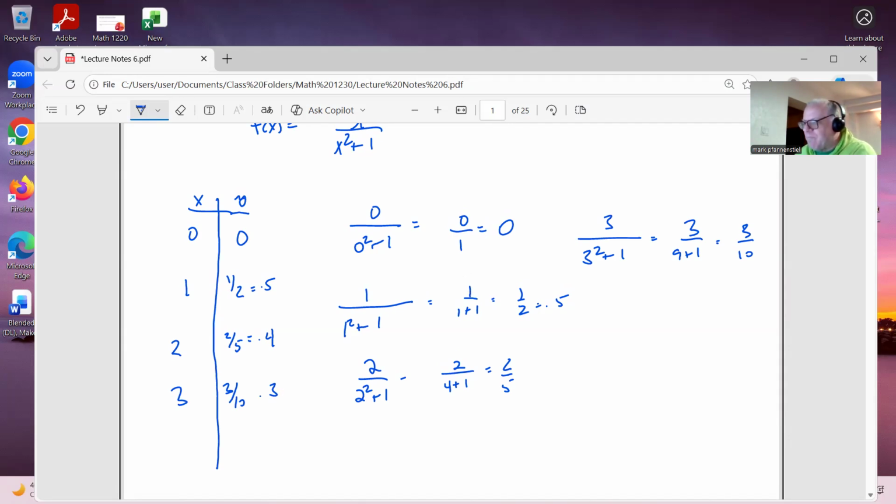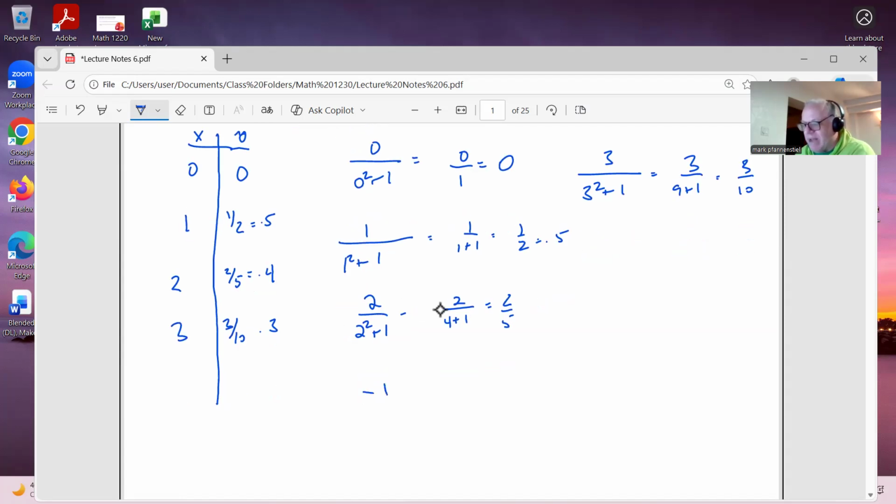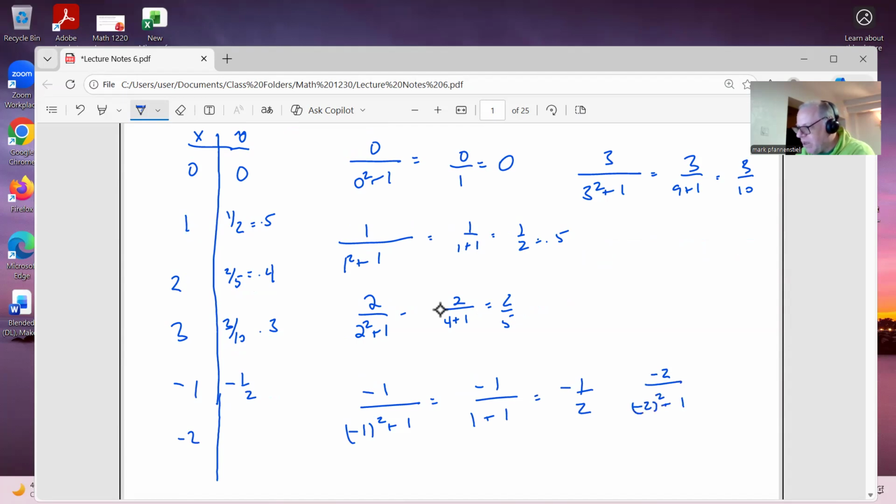Now I'm going to go ahead and plug in negative numbers. So we have -1. So x equals -1. We'll plug that in. So we have -1 over -1 squared plus 1. That'll be -1 over 1 plus 1, since -1 squared is 1. -1 over 2. So we have -1 half. Plug in -2. So we have -2 over -2 squared plus 1. -2 squared is going to be 4, 4 plus 1. We have -2/5.